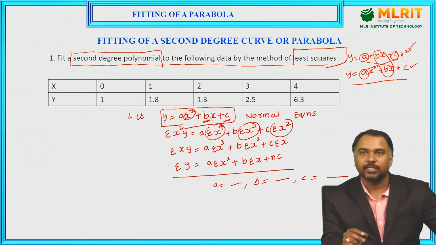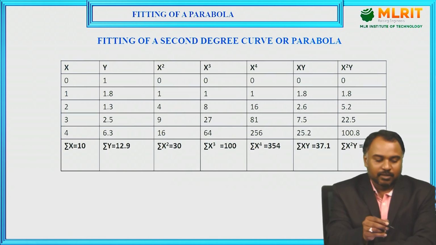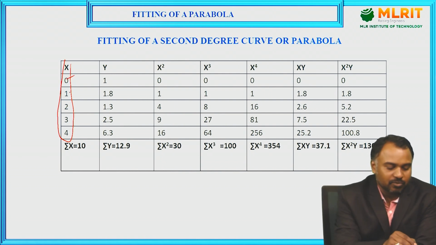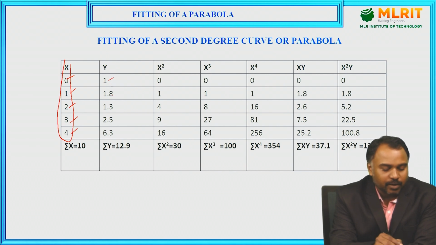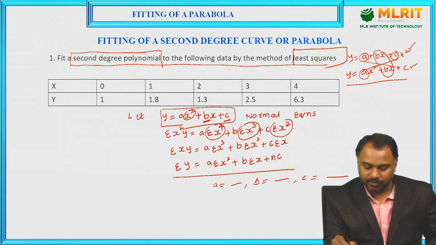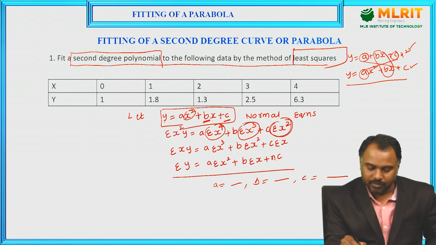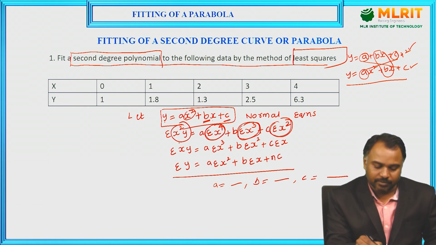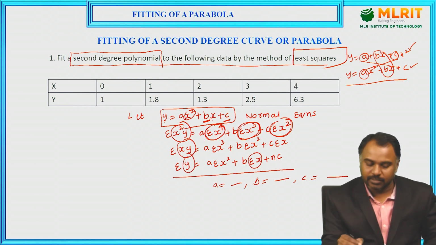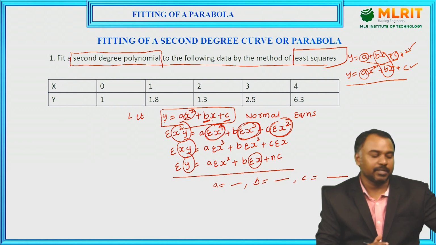Now we'll construct the requirement table. This is the given data where x is equal to 0, 1, 2, 3, 4, and y is also given: 1, 1.8, 1.3, 2.5, 6.3. If you see the previous equations, summation x square is required, summation x cube, summation x power 4, summation x square y, summation xy, summation y, summation x. These are the requirements, so we are going to construct them as a table.